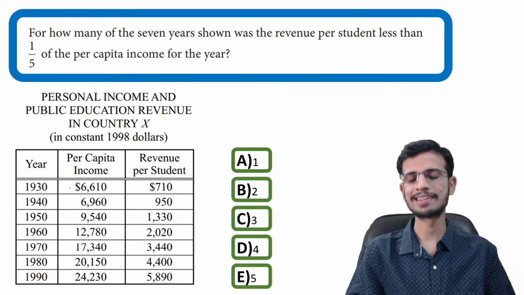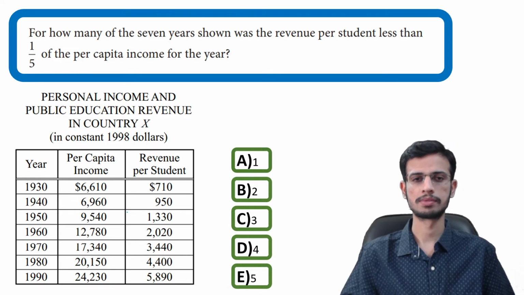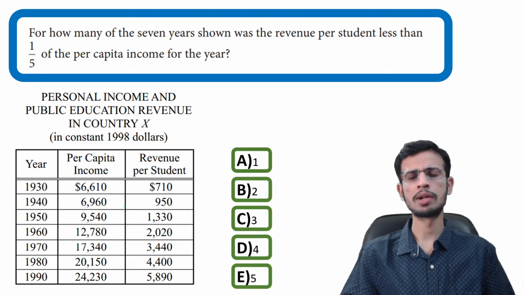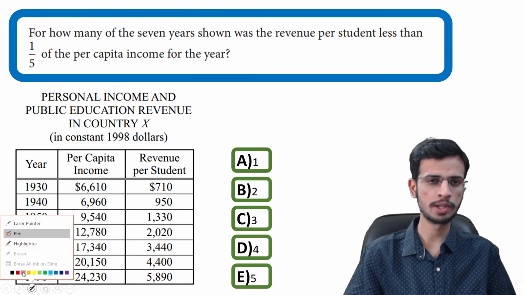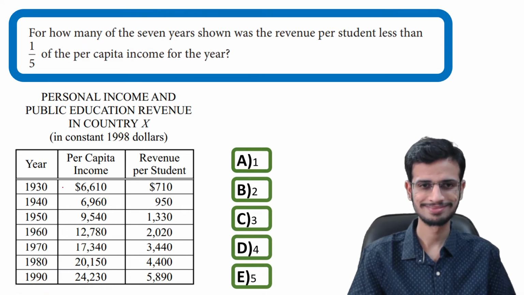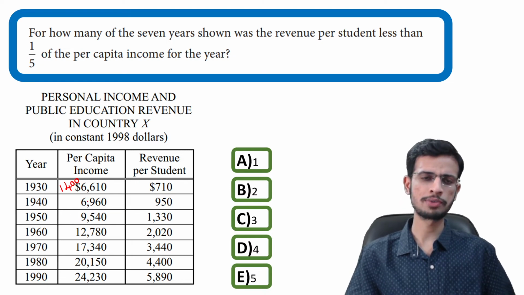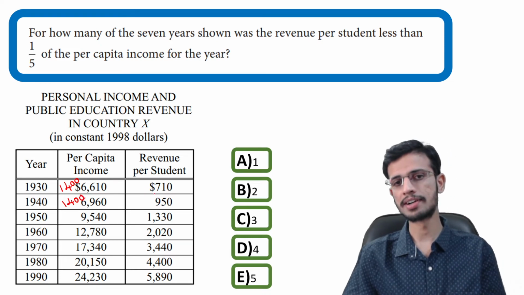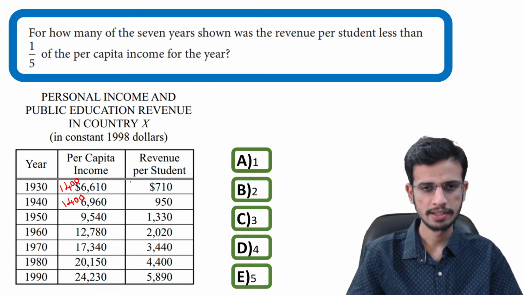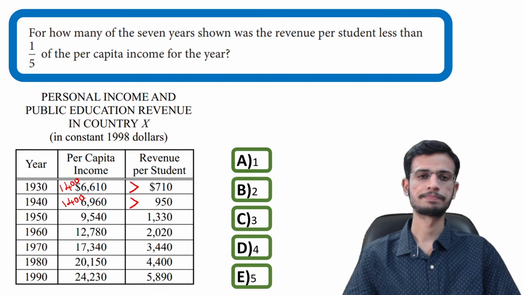So for the first row, 1930, if you divide this 6,610 by 5, you will be getting somewhat less than 1,400. So we can approximate this as 1,400. Yes or no? Somewhat less than, but we can approximate. For the second row as well, if you divide by 5, we can say it is 1,400 approximately. Because on the right hand side there is 710 and 950. So we can definitely say for these 2 years, revenue per student is less than per capita income.